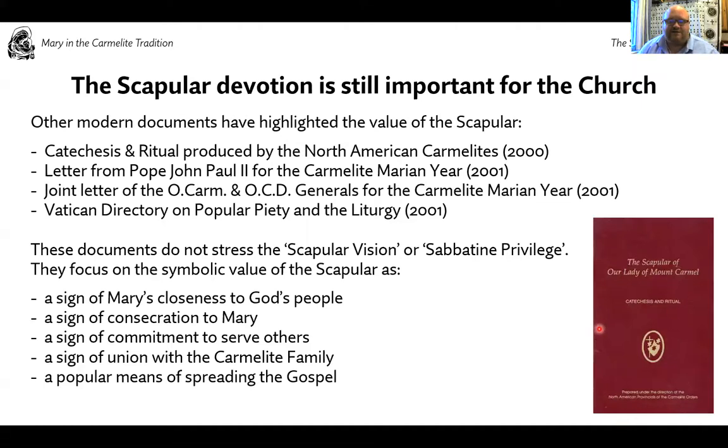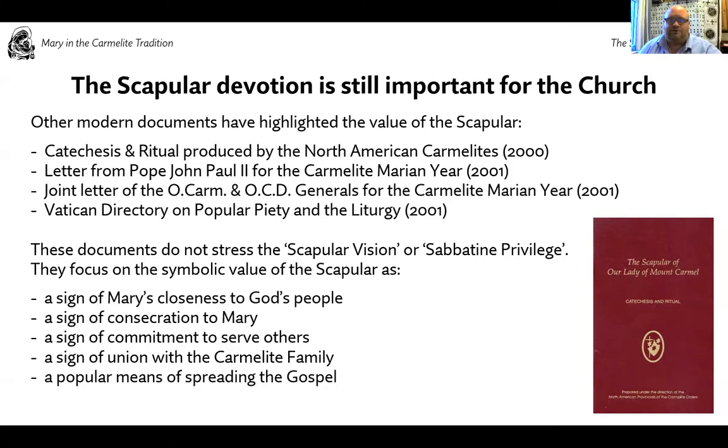There's this catechesis and ritual published by the Carmelite family in North America in the year 2000. It's an excellent summary of the scapular devotion. There's the letter that Pope St. John Paul II wrote for the Carmelite Marian year in the year 2001, and a joint letter from the two generals of the order that same year. And also in 2001, the Vatican published a directory on popular piety and the liturgy, which talks about the scapular.